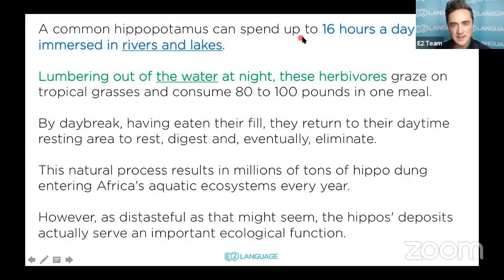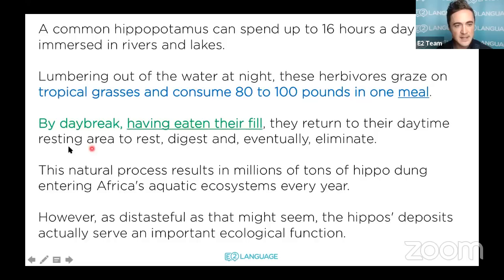A common hippopotamus can spend up to 16 hours a day immersed in rivers and lakes. This is an important part of the object here. Lumbering out of the water at night, you can see that this object becomes this subject, but it's using different words, right? It's using synonyms. And these herbivores graze on tropical grasses and consume 80 to 100 pounds in one meal. One meal. By daybreak, having eaten their fill, you can see how the meal, as the object, turns into the subject here, or is linked to the subject.